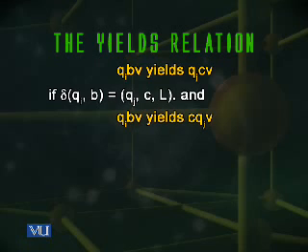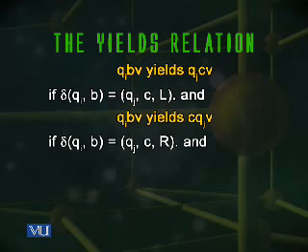Suppose the machine is in configuration QI, B, V, and delta of QI, comma B is equal to QJ, comma C, comma R. In this case, the machine is reading the leftmost symbol, which happens to be a B, and the delta function says that the machine should go into the state QJ, replace the symbol with a C, and move to the right. Of course, in this case, there's no problem. We would say that QI, B, V yields C, QJ, V. That means the machine will replace the symbol B with a C and move to the right.